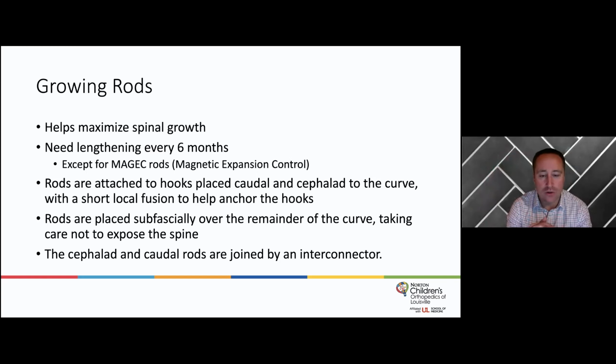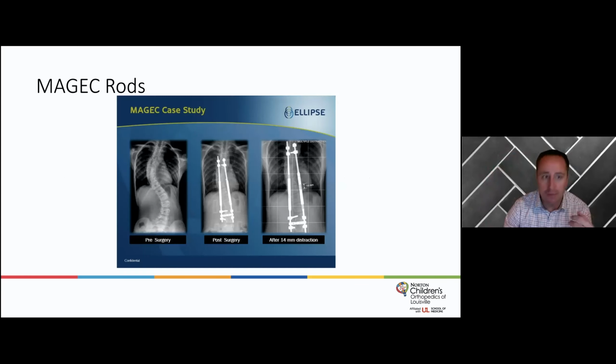The traditional growing rod required going in for surgery every 6 months to lengthen it. And now we have something called a magic rod. A magic rod is actually a magnetic rod that you implant the same way as a regular growing rod, but instead of having to go in and do surgery every 6 months, you can actually lengthen it in the office with a magnet. It's painless.